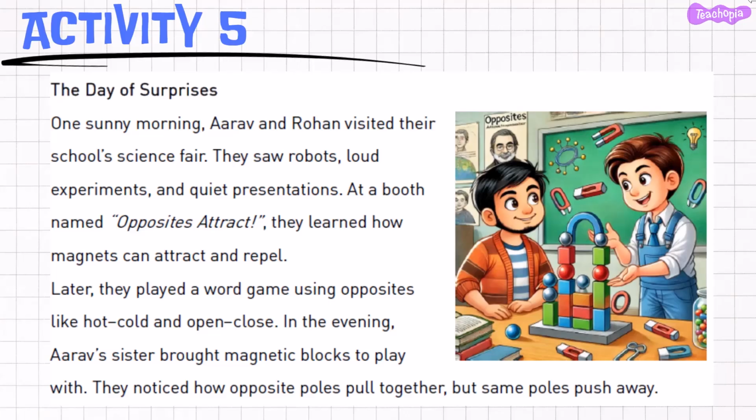Let's read A Day of Surprises. One sunny morning, Arav and Rohan visited their school's science fair. They saw robots, loud experiments, and quiet presentations. At a booth named Opposite Attract, they learned how magnets can attract and repel. Later, they played a word game using opposites like hot, cold, and open, close. In the evening, Arav's sister brought magnetic blocks to play with. They noticed how opposite poles pulled together, but the same poles pushed away.